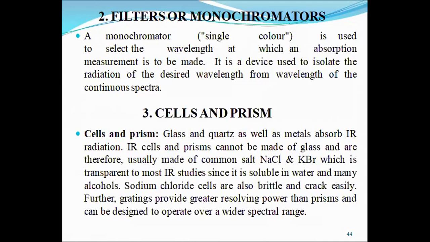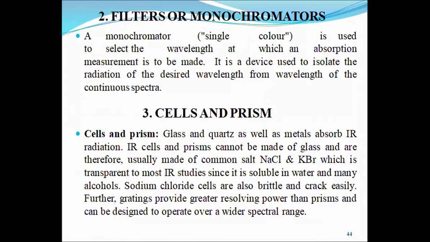Whenever we are choosing any kind of material, because we are choosing here for infrared radiation, we have to keep in mind that the cells or the prism should not be made of such material which tends to absorb infrared radiation. Otherwise, we won't get a proper spectrum and our spectra would differ or be altered. So they are never made of glass, quartz, or any other metals, because these materials tend to absorb infrared radiation.